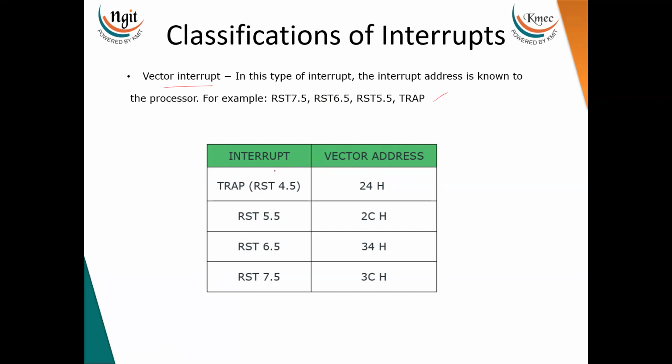Here you can see TRAP has 24H as its vector address, RST 5.5 has 2CH, RST 6.5 has 34H, and RST 7.5 has 3CH. These are the vector addresses known by the processor. Whenever these interrupts are generated, the processor will go directly to this address.